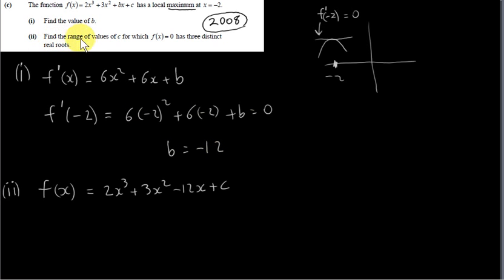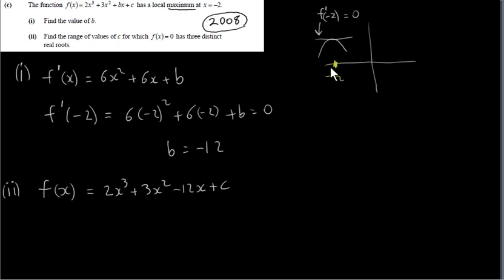In part 2, we want to find a range of values of c for which f of x equals 0 has 3 distinct real roots. So I've written down f of x here now, replacing b with minus 12, as we found out what b is. We don't know what c is. But we want this function to have 3 distinct real roots.